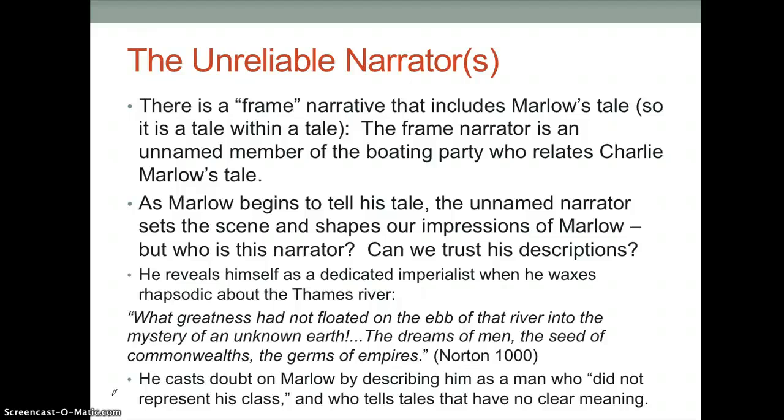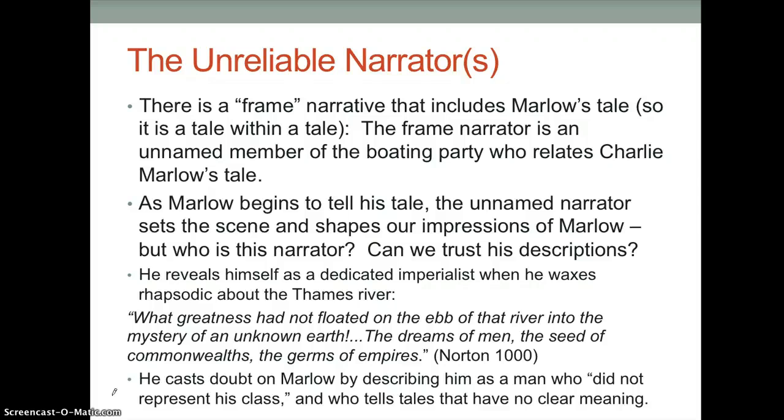Another thing that adds to the ambiguity of the meaning in this tale is the fact that the two narrators, and I'll talk about why there's two, are both unreliable. First, there's a frame narrative, and Marlowe's tale, which is the primary narrative, is included within that. So that is a tale within a tale. And the frame narrator is not named. He's a member of the boating party that is on the Thames when Charlie Marlowe starts to tell his tale. And so he's relating essentially from memory Marlowe's tale. So both his memory is going to be questionable and then Marlowe's ability to remember the experiences.